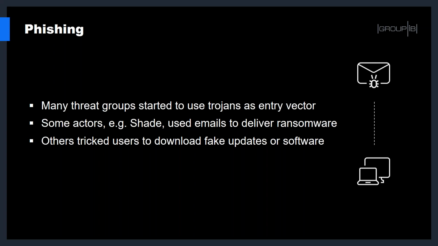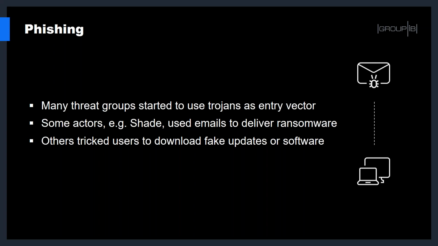For example, last year we've seen a lot of incidents, not only in Russia but also in the United States, in Japan, in Singapore, that involved Shade ransomware. So Shade ransomware is quite interesting. Nowadays, it's no more active. They recently released all decryption keys, so they are out of business. But last year they were quite active, and they used spear phishing emails to deliver their ransomware.